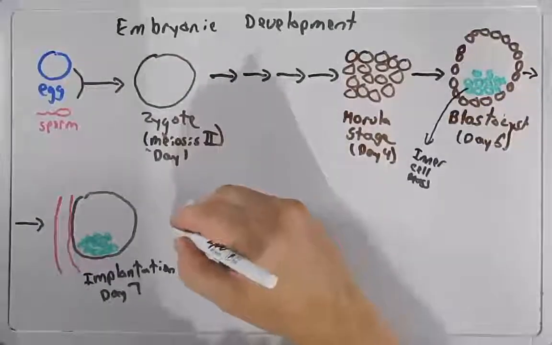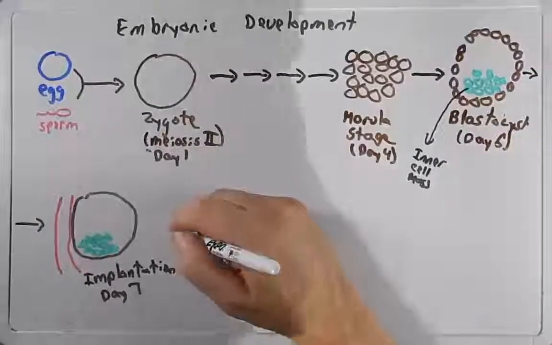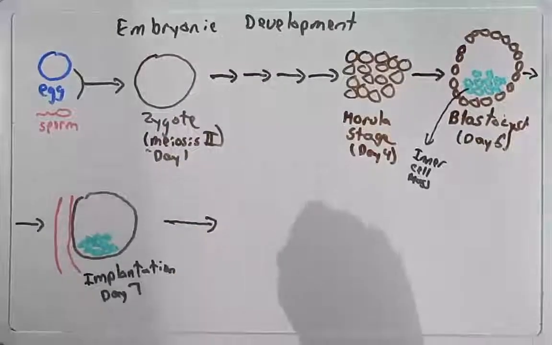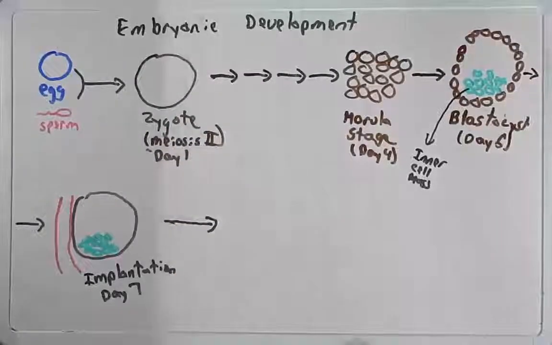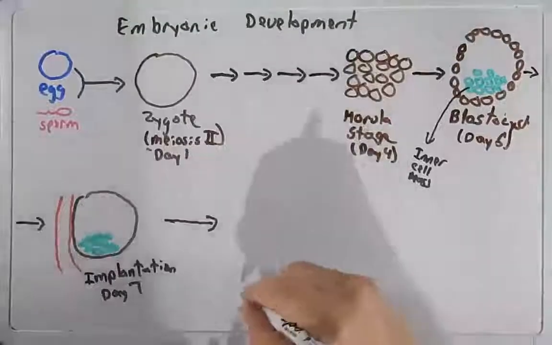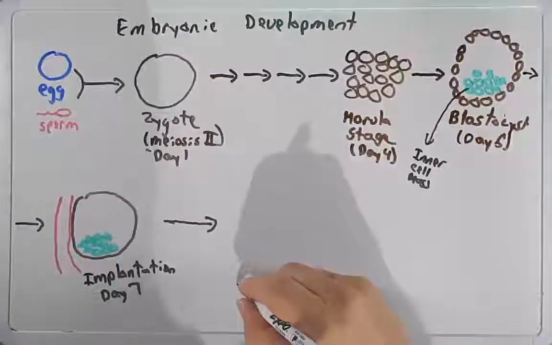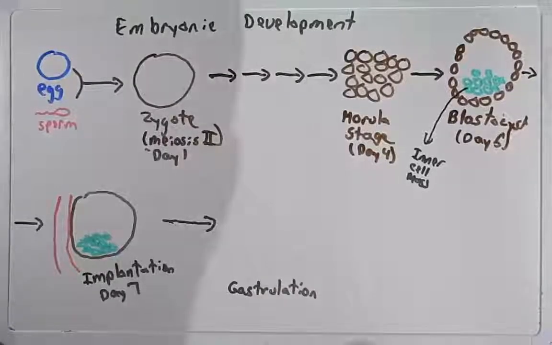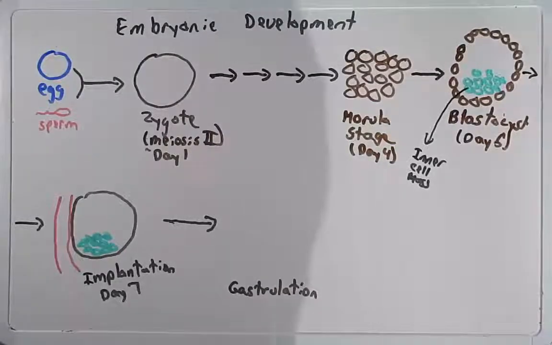Now a few days will pass. In fact, it's not until towards the end of the second week and beginning of that third week where we have our next stage of embryonic development. And this stage is called gastrulation. What this word actually means is the formation of the gut. And we'll talk about why it's called that in just a moment.